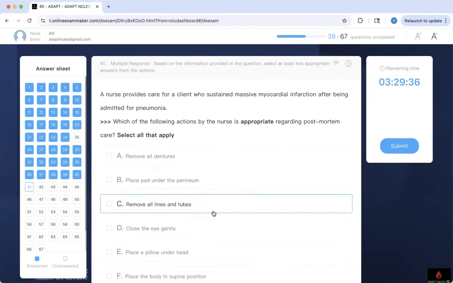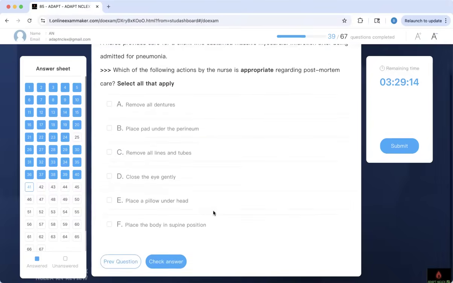And let's provide care for a client who sustained a massive myocardial infarct after being admitted for pneumonia. Which of the following actions by the nurse is appropriate regarding postmortem care? This is very classic, end of life postmortem care. Patient dies. What are the things you do to provide good postmortem care? I want you to write it down. Number one, we have to avoid certain conditions that will cause discoloration of the face. We want to prevent that. We want to prevent contraction, and we provide some dignity.